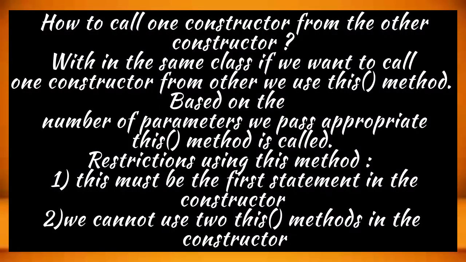How to call one constructor from the other constructor? Within the same class, if we want to call one constructor from other, we use this method. Based on the number of parameters we pass, the appropriate this method is called. Restrictions using this method: this must be the first statement in the constructor. We cannot use two this methods in the constructor.